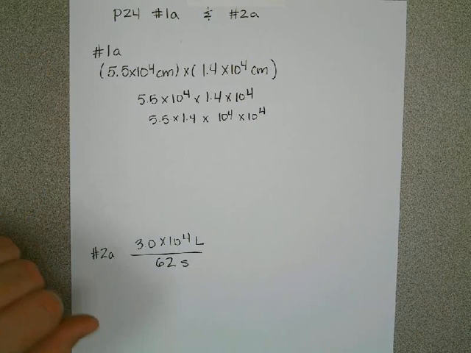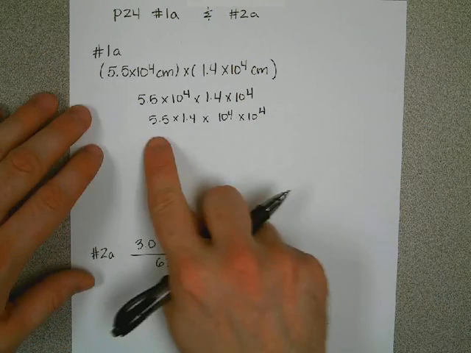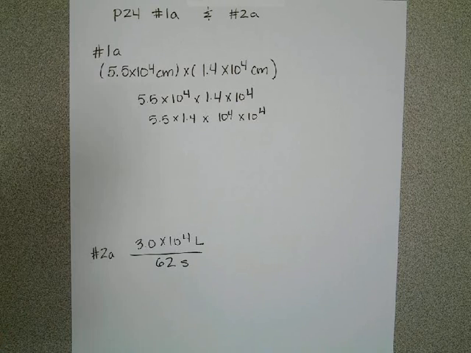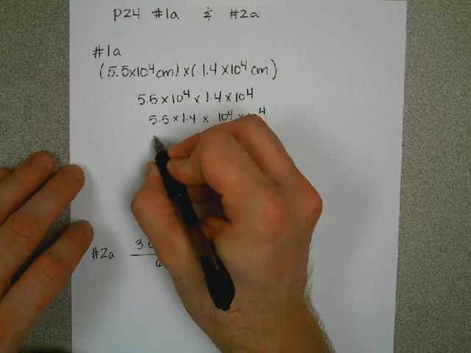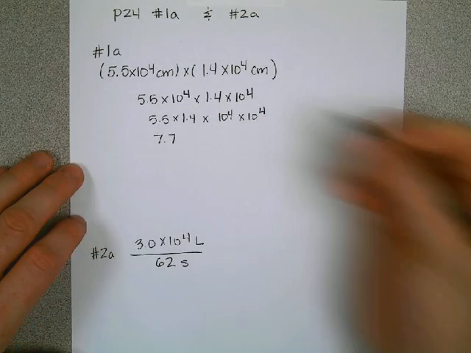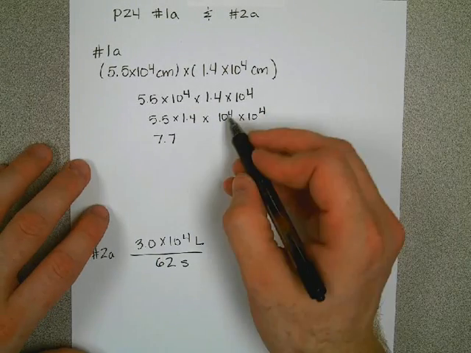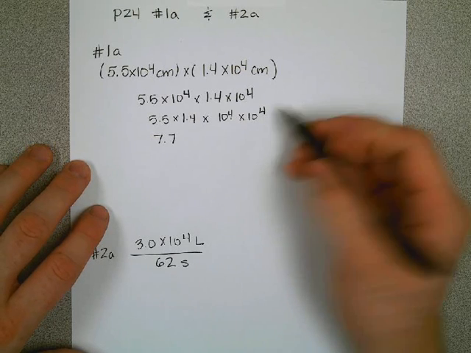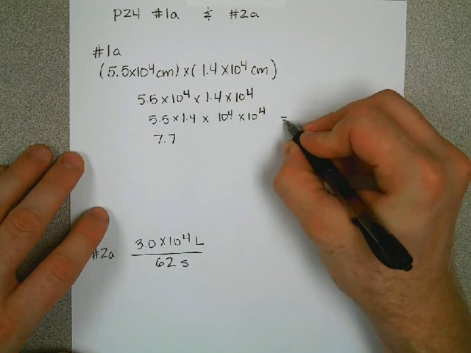And the reason why I can do that is because of the commutative property. Whenever I multiply, I can multiply in any order that I'd like, according to that commutative property. So the next thing that I do is when I multiply that 5.5 times that 1.4, I come up with approximately 7.7. And then over here, I have my 10 to the 4th, my 10 to the 4th. This is pretty cool. Whenever I multiply with the same base, all I have to do is add the exponents.